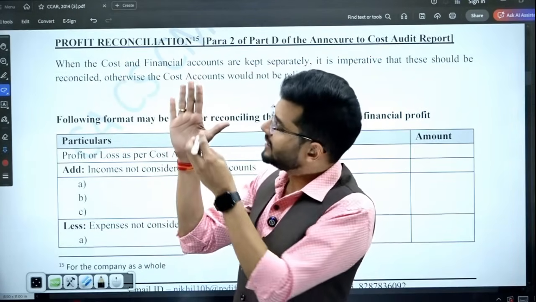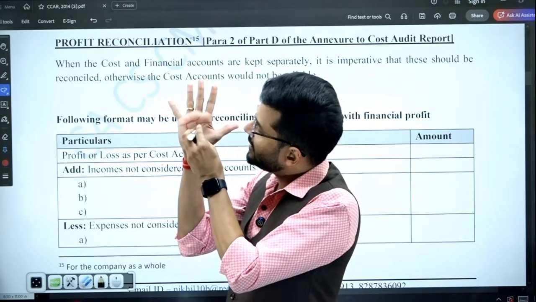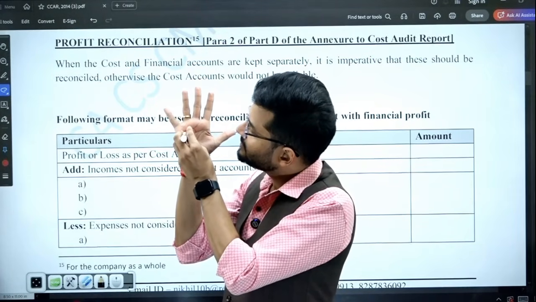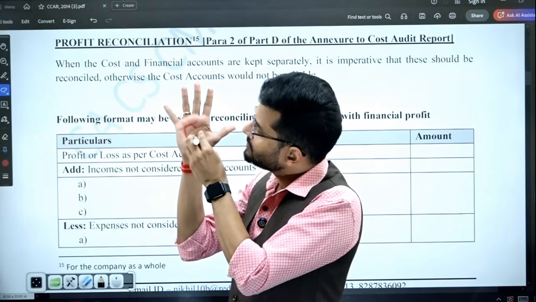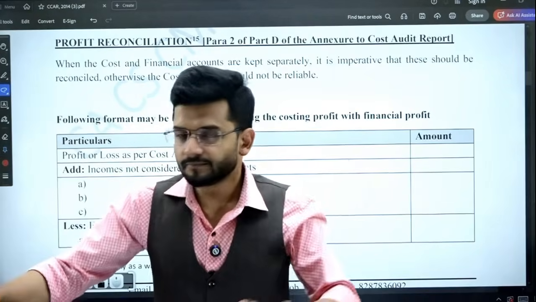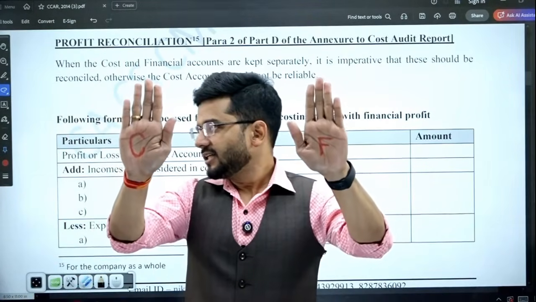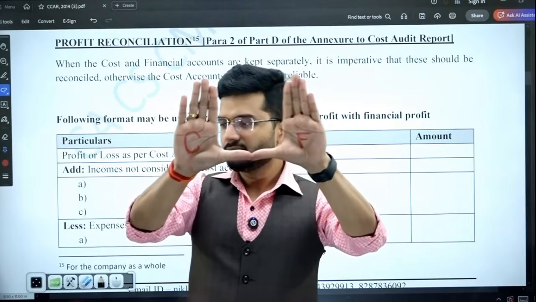And in the other hand write C. Write C in the other hand. On the other hand, please write C. F, C.